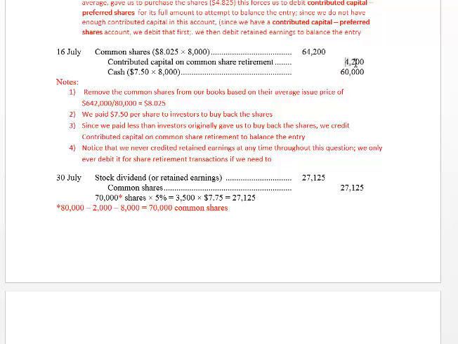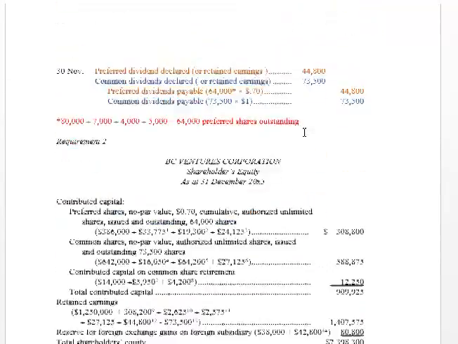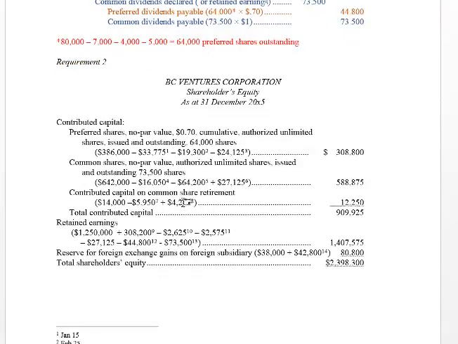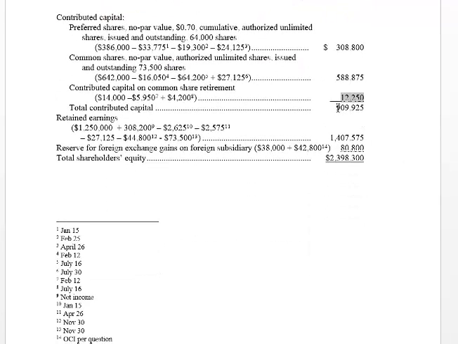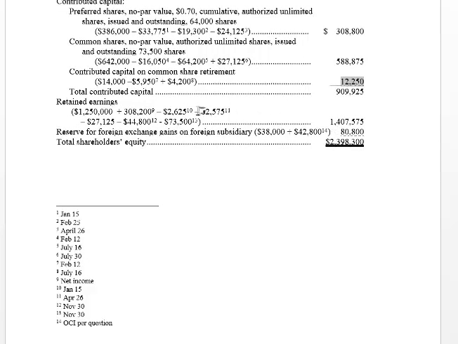So therefore, we're now creating contributed capital because we got a bargain. It cost us less to buy them back than the investors originally gave us when they originally bought them. So that $4,200 gets credited to contributed capital on common share retirement right over here. And so we have an ending balance of $12,250, which gives us total contributed capital of $909,925. Now let's see if we can calculate our retained earnings balance at the end of the year.